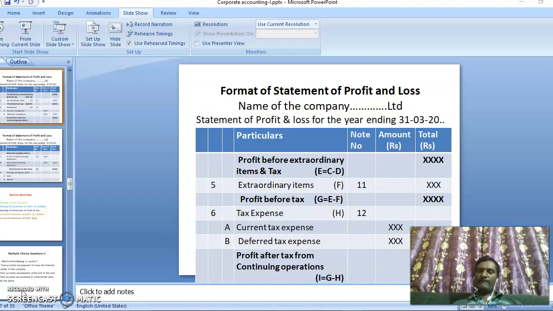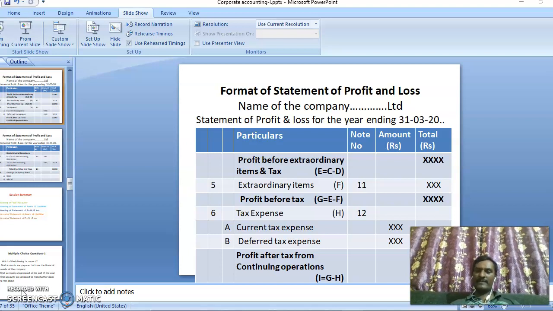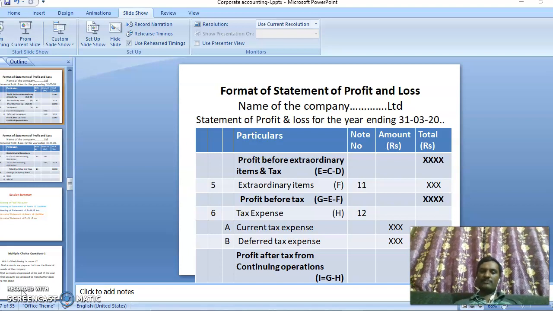And from this profit before tax, we deduct tax expenses. The tax expenses have two components. One is current tax expense and another is deferred tax expense. So these two are to be combined, and that is to be deducted from profit before tax, and then we will get profit after tax from continuing operations.